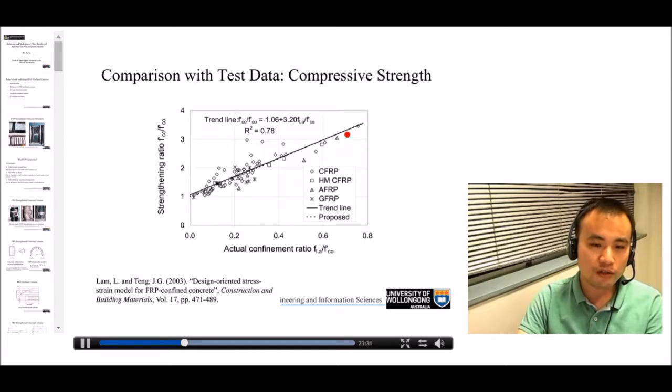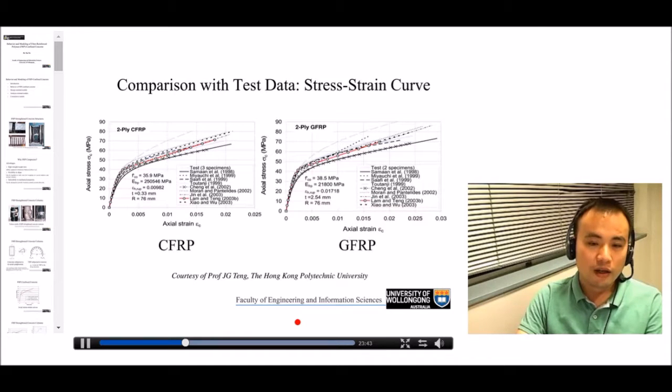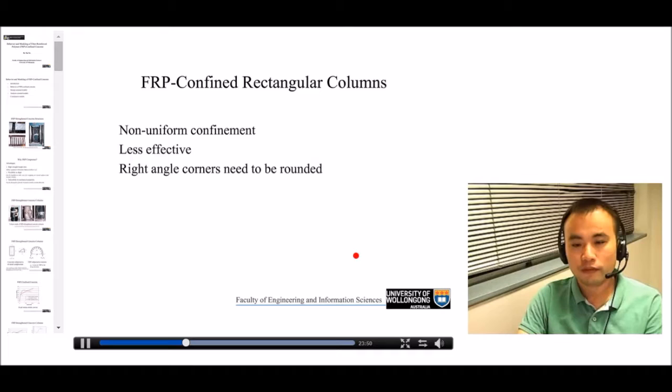And this is the performance of this model. You can see it predicts test results very well for the strength and the axial strain, and for the axial stress-strain curves.